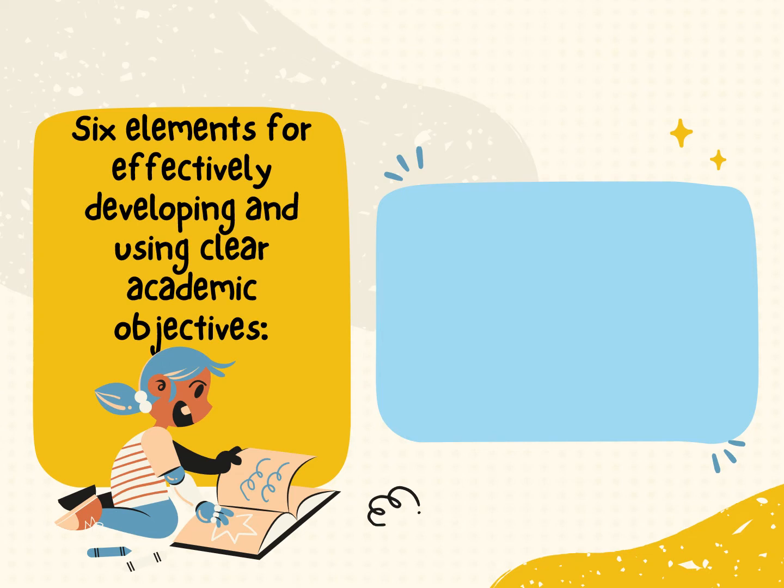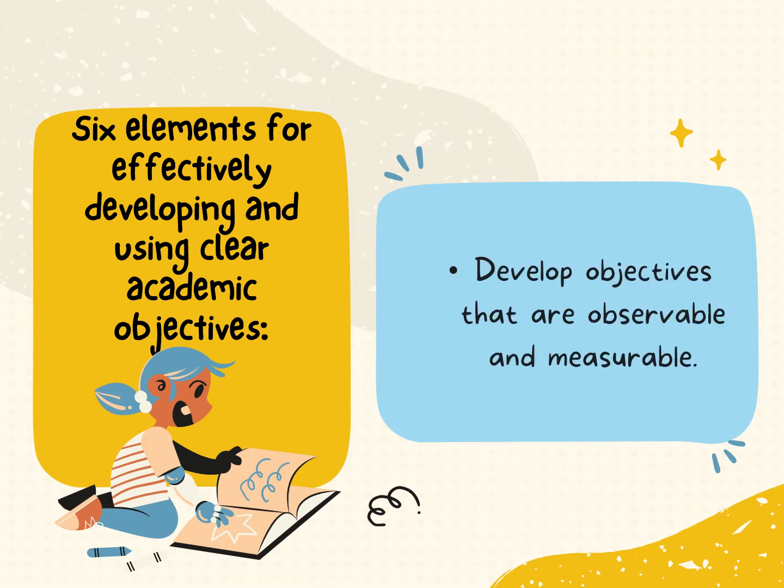Let us discuss the six elements for effectively developing and using clear academic objectives. First, develop objectives that are observable and measurable, meaning both you and your students should be able to see and measure progress toward objectives.